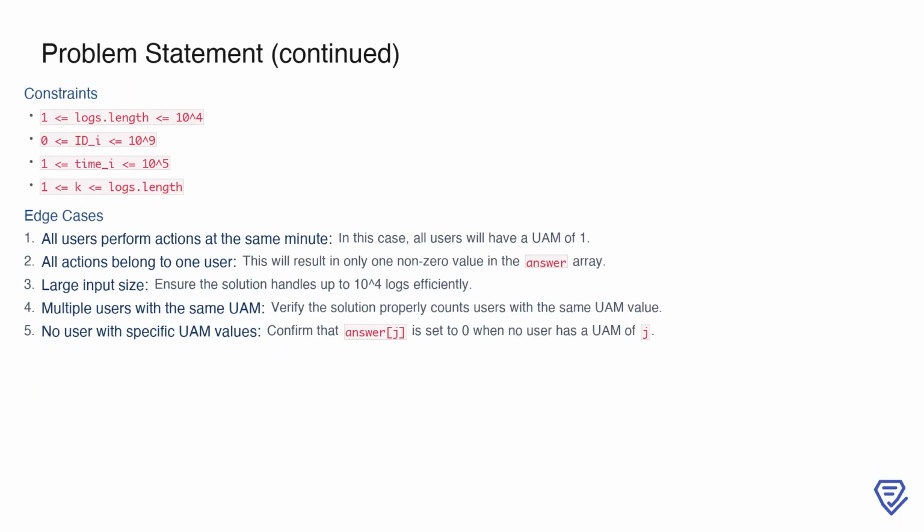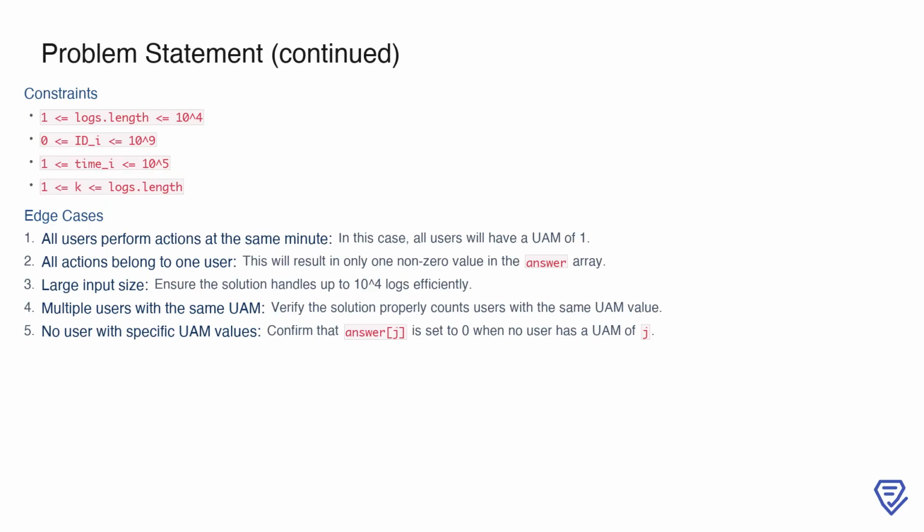Finally, let's review the constraints and edge cases for this problem. The input size can be quite large, with up to 10,000 entries in the logs array. Each user ID can range from 0 to 10 to the power of 9, and the minute values can go up to 10 to the power of 5. The size of the output array, k, must be between 1 and the length of the logs array.